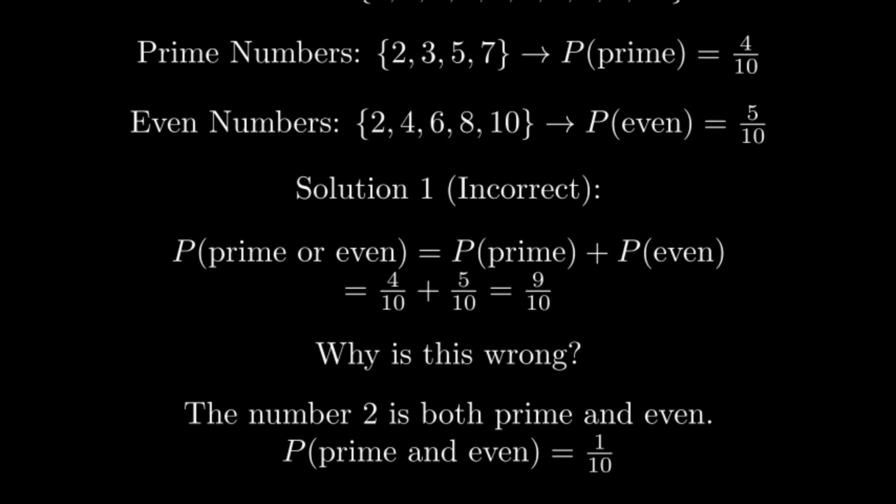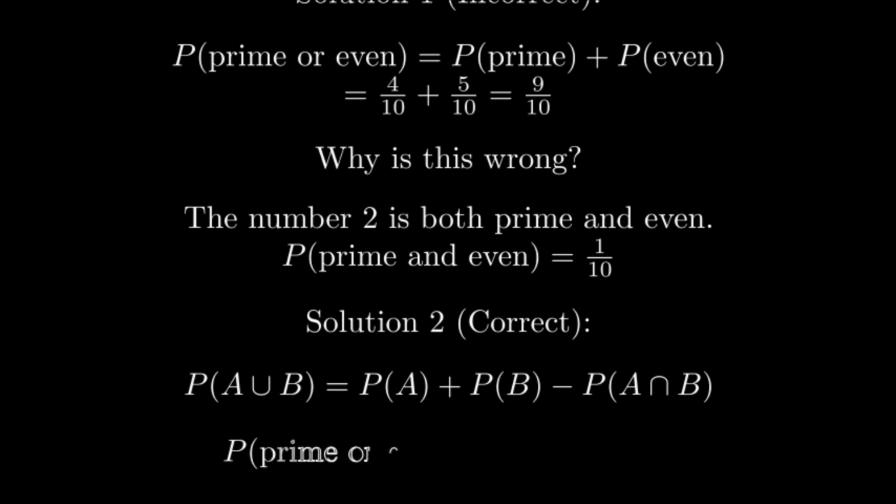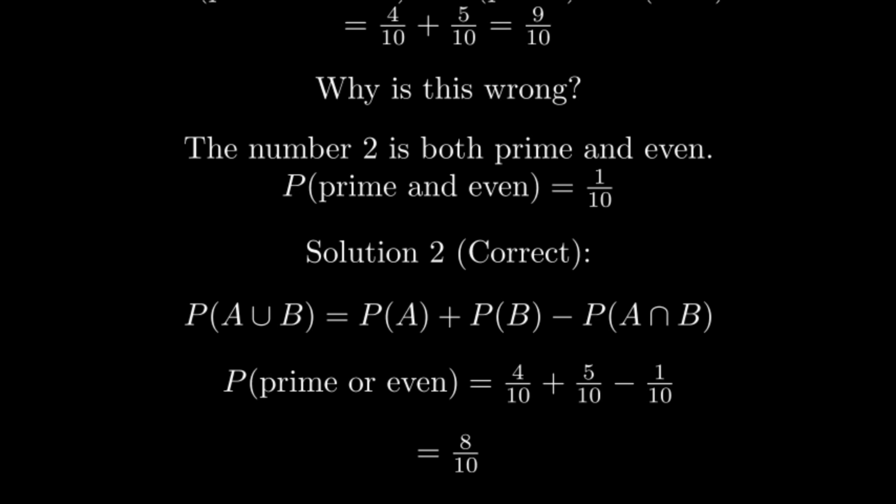To correct this, we must use the full addition rule. The correct approach is to use the formula P(A or B) equals P(A) plus P(B) minus P(A and B). So we have 4/10 plus 5/10, and we subtract the intersection, which is 1/10. This gives us 8/10. This is the correct answer.